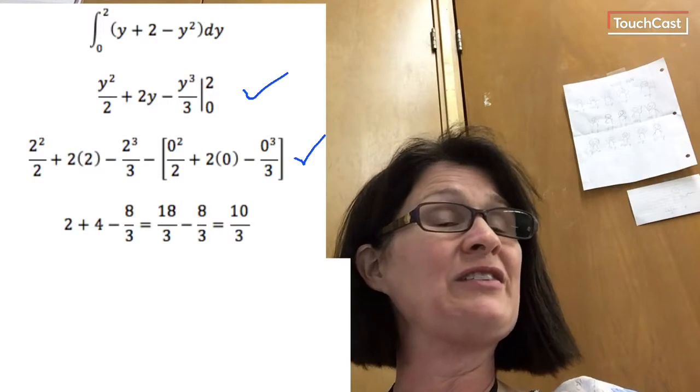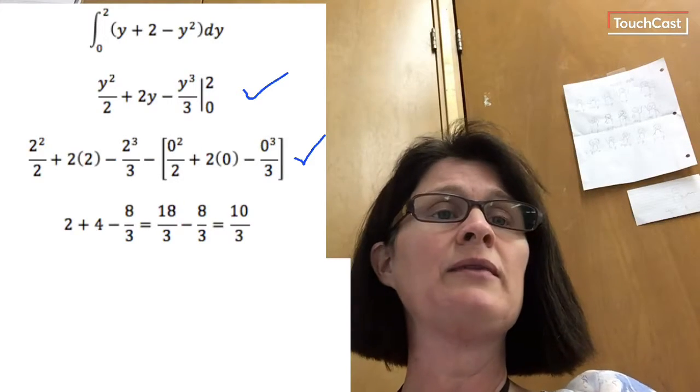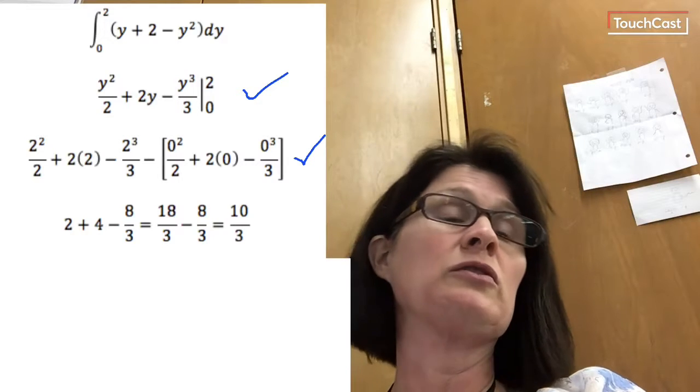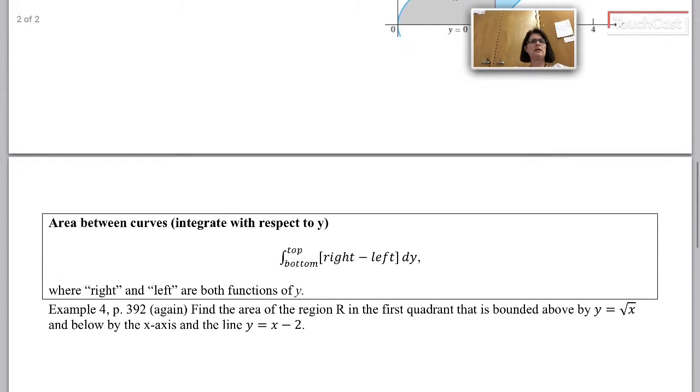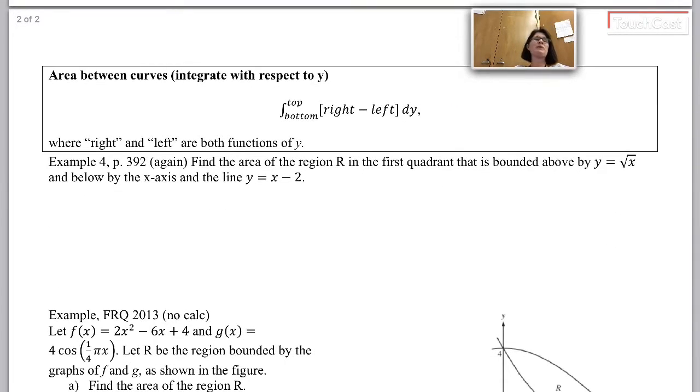So I have a final answer here, 10/3, which is the same as the answer we got when we had two separate integrals with respect to x. So just to bring it home, if you want to integrate with respect to y, you're going to write an integral that looks like this. If you want to integrate with respect to y, you want to integrate from bottom to top of right minus left.